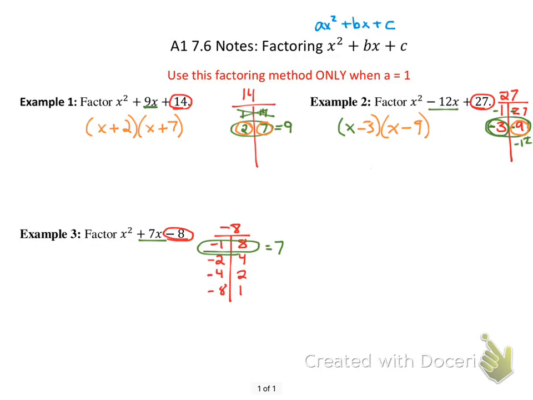So this time, we are still going to have x, and then we will have minus 1 for that first number, and then we will have x, and then plus 8 for that second number because the second number was positive. And that is how you factor.